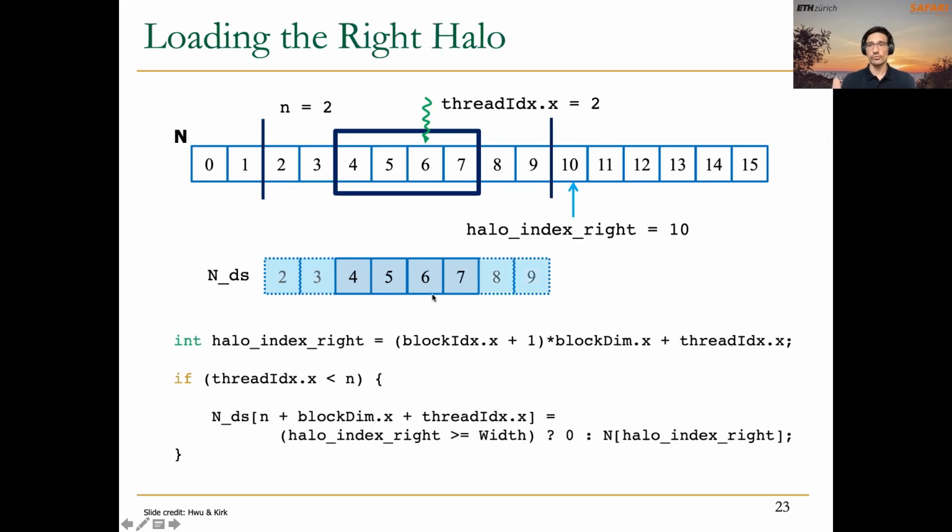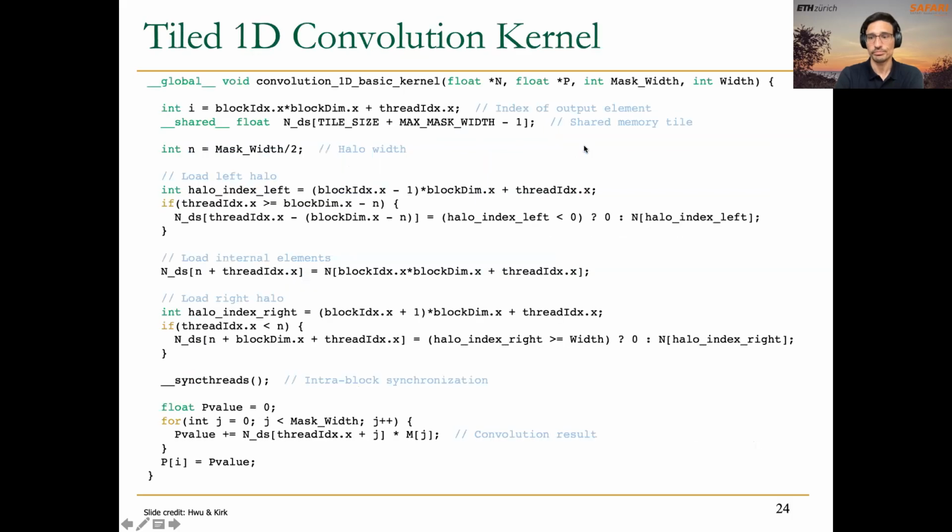And for the right halo, we have to do similar calculations to the ones we did for the left halo. But in this case, we need to obtain this halo index right for each thread ID. The way that we obtain halo index right is by using the thread ID, the block dimension, and the block index of the next thread block. So if this is block one, this block ID plus one will be equal to, so for thread index equal to two, we have to load, or no, we don't really load it, but the halo index right is this 10.